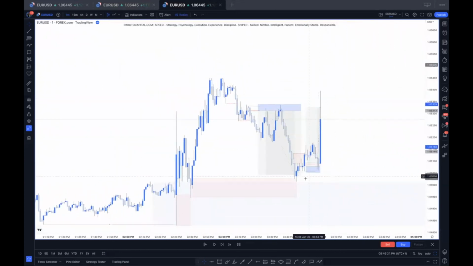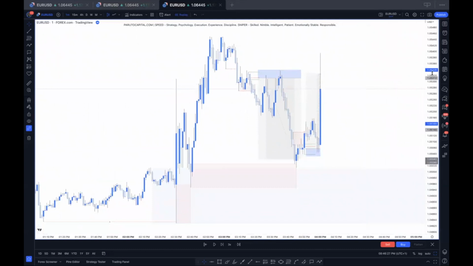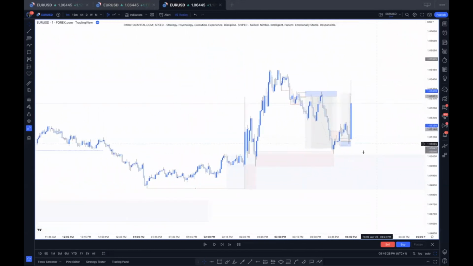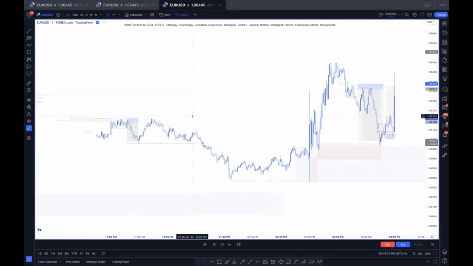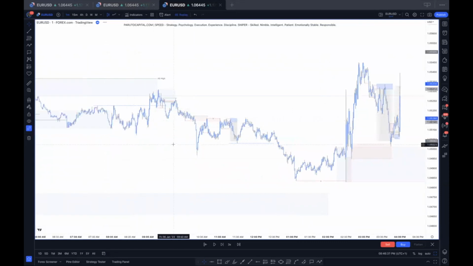So this was the post NFP trade that happened yesterday. With this, I've literally just taken you through my journey from the morning, around 7 a.m., and brought you to the evening, of how I actually view the market, and how I mapped structure.